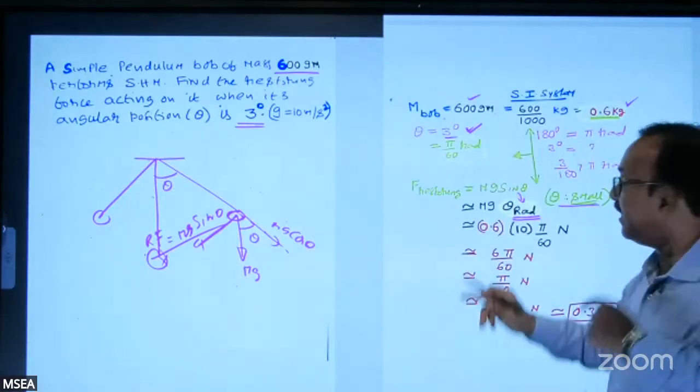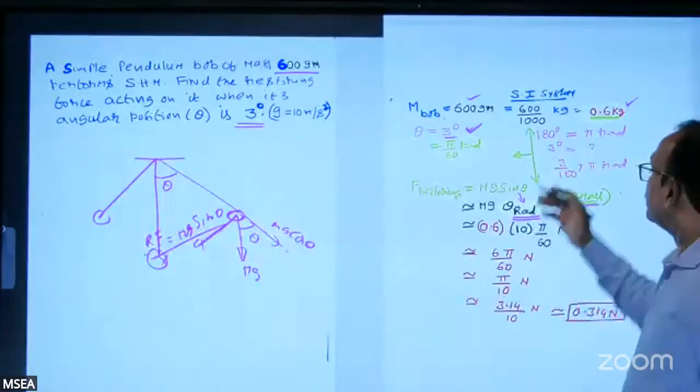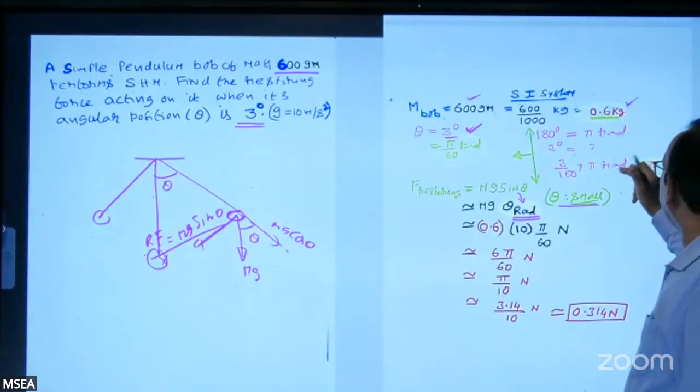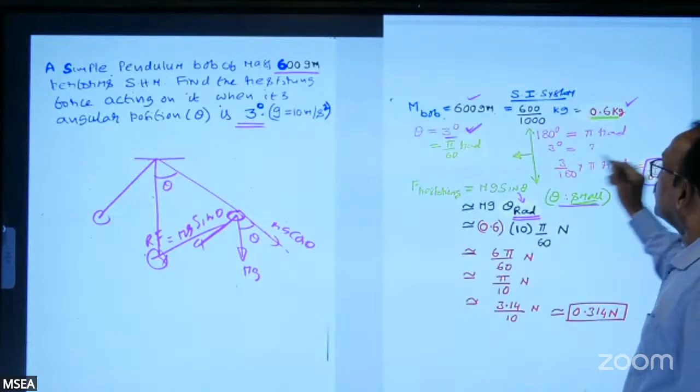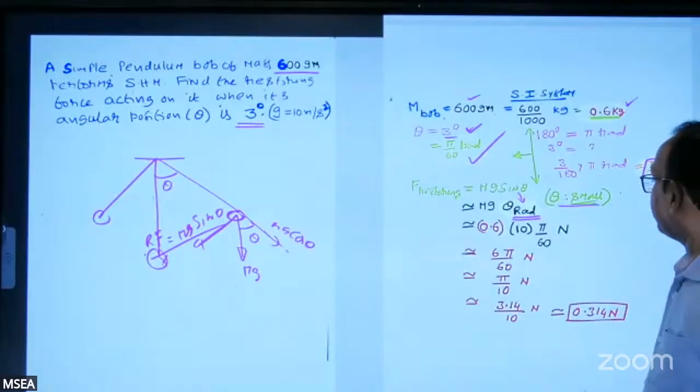180 degrees is pi radians. 3 degrees is how many radians? By ratio and proportion, 3 by 180 into pi, which is pi by 60 radians. So 3 degrees is nothing but pi by 60 radian.